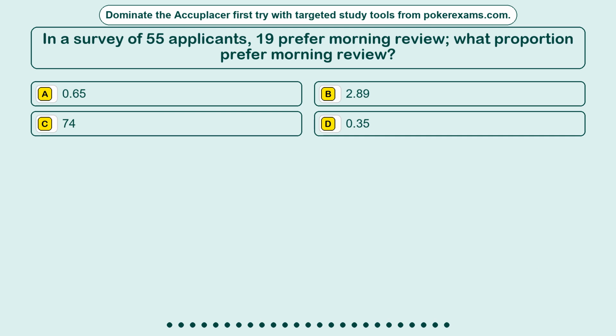Question 9. In a survey of 55 applicants, 19 prefer morning review. What proportion prefer morning review? Option A, 0.65. Option B, 2.89. Option C, 74. Option D, 0.35.